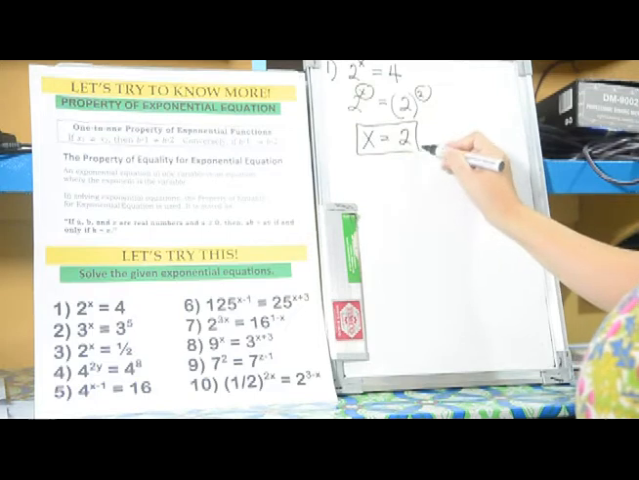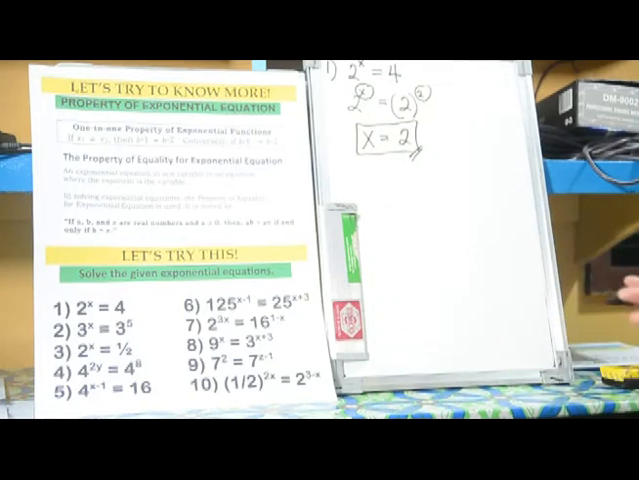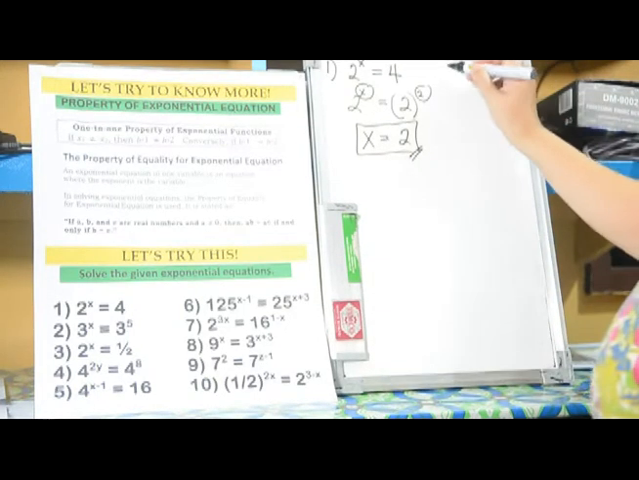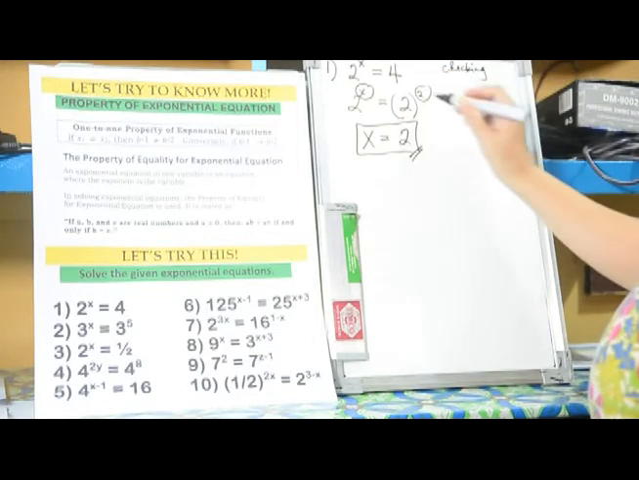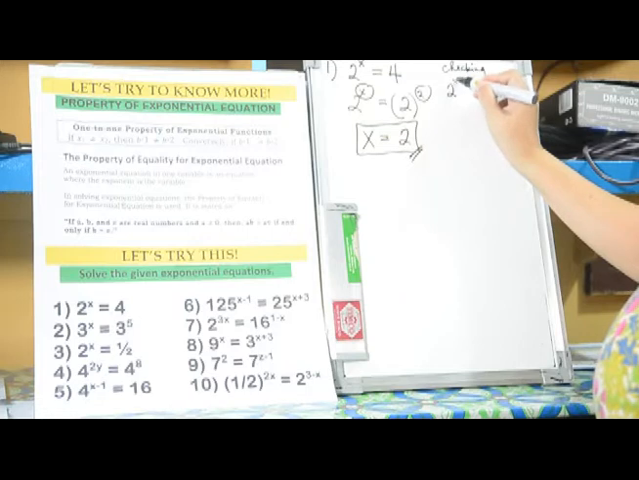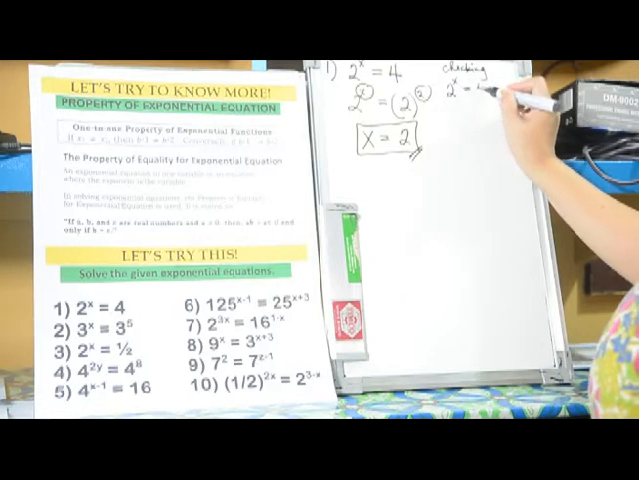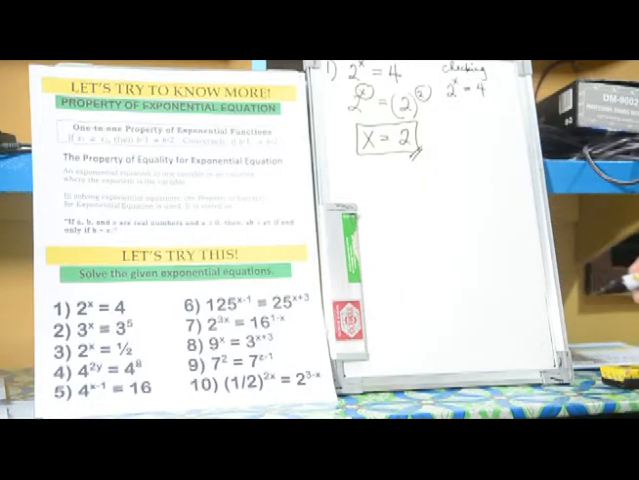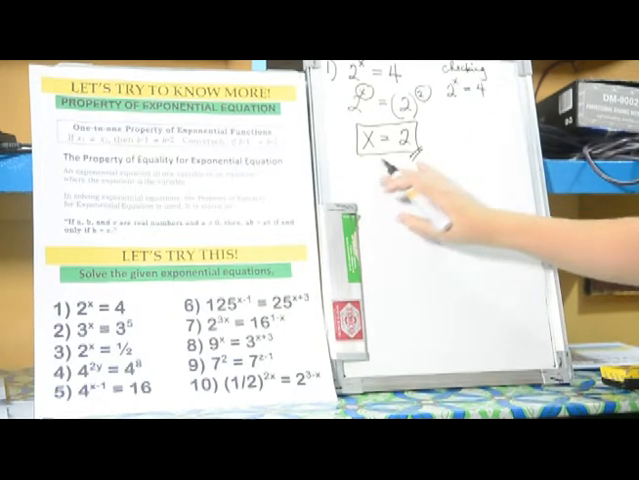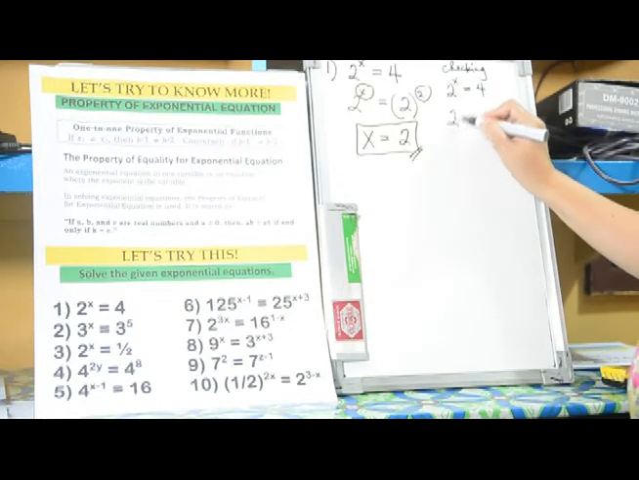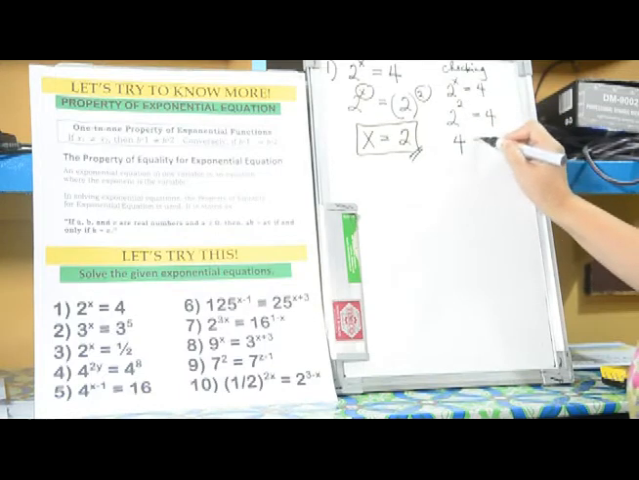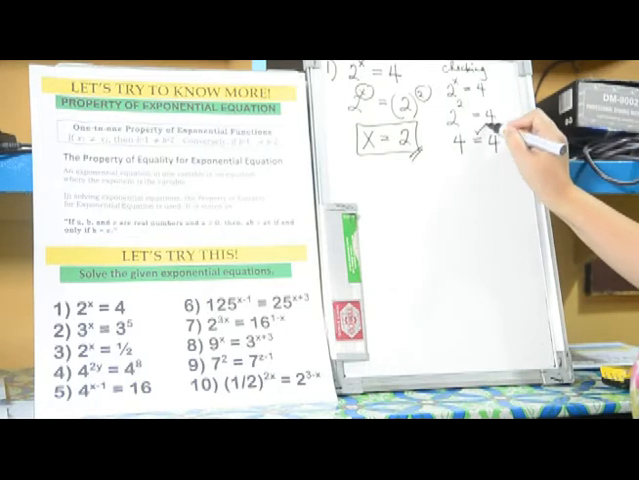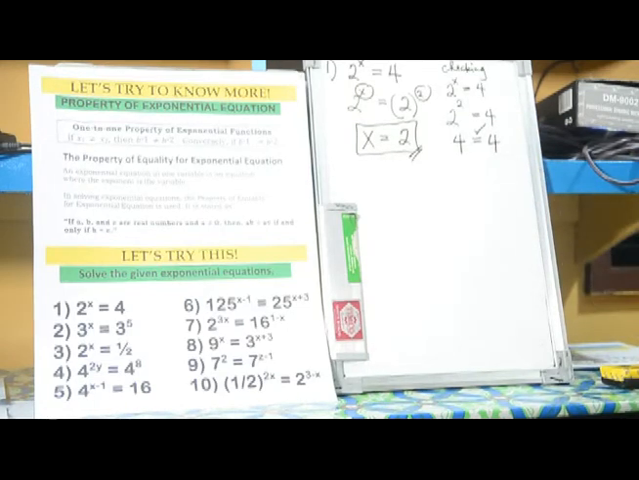So we have here x is equal to 2. Now, to check whether our answer is correct, let's try this for the first example only. From the original equation, we have 2 raised to the power of x is equal to 4, where x is equal to 2. So 2 raised to the power of 2 is 4, and that is equal to 4. So our answer is correct.